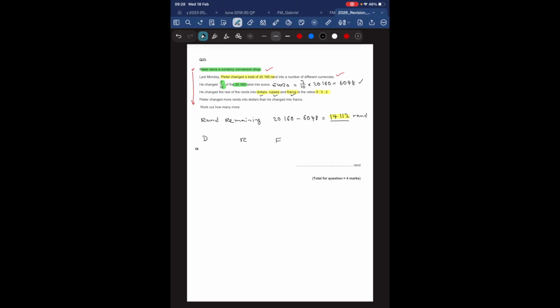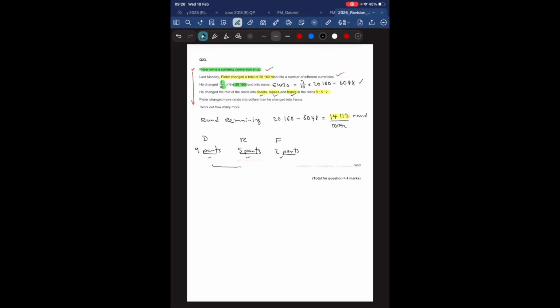So we have 9 parts, which are dollars, 5 parts, which are rupees, and we've got 2 parts, which are francs. Now, it's a good idea to use the word parts when you're doing these ratio questions. So because this is the total amount, we can then work out how much Rand was converted into dollars, rupees, and francs.